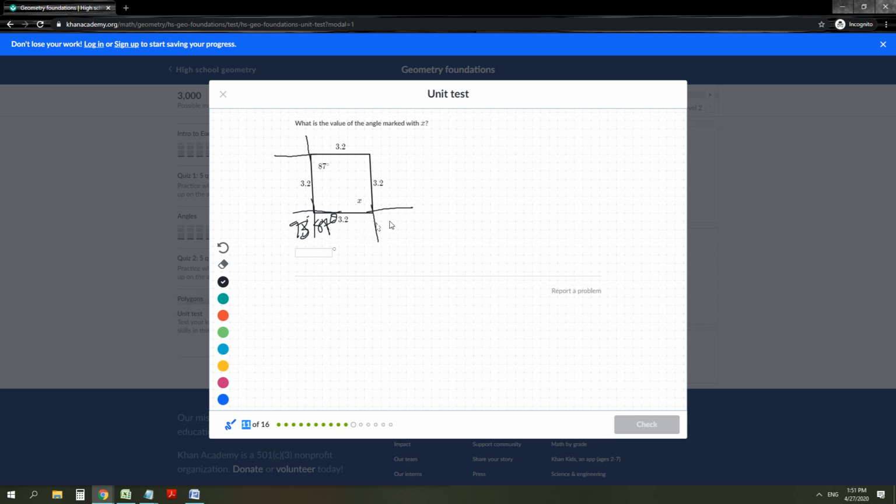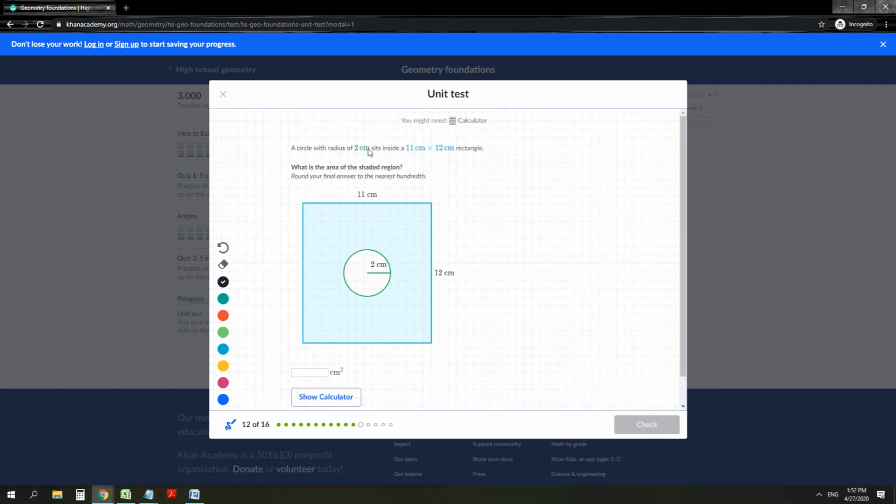This 87 is going to come over here to this 87, which means this, which is a vertical angle, must also be 87. We're just doing that looking at the parallel lines because we know opposite sides of a rhombus or of a parallelogram must be parallel, so we can use the alternate interior angle theorem and corresponding angles. We actually just used corresponding angles, right? 87 matches 87, 87 matches 87.